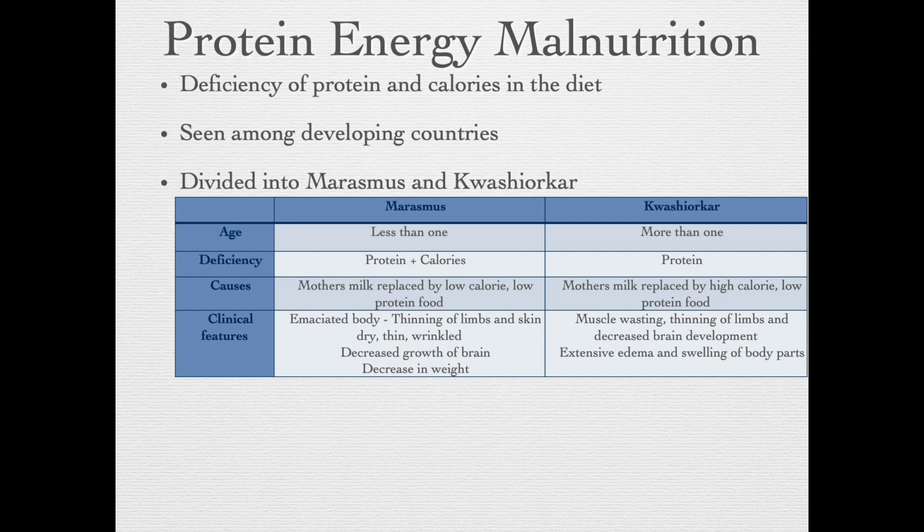The last disease that we will discuss is known as protein energy malnutrition, and this is sometimes abbreviated as PEM. This is normally seen among developing countries, and it occurs due to a deficiency of either protein or calories or both. There are two forms of protein energy malnutrition. The first one is marasmus and the second one is kwashiorkor. So let us take a second to understand the distinction between the two diseases.